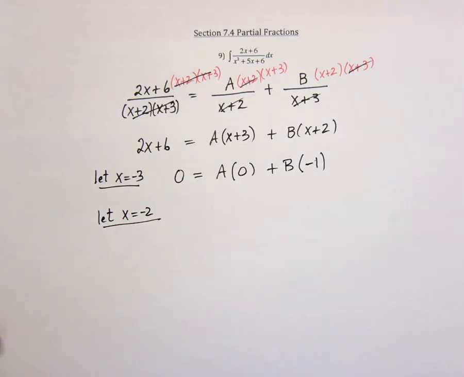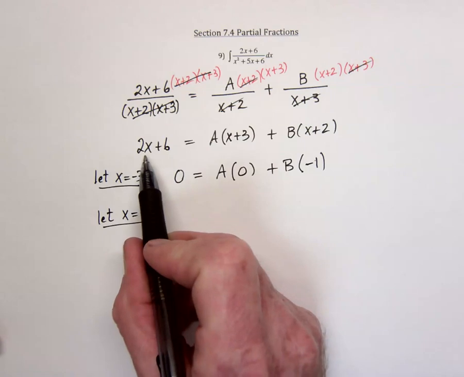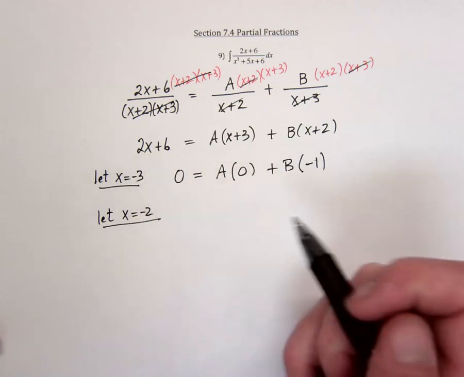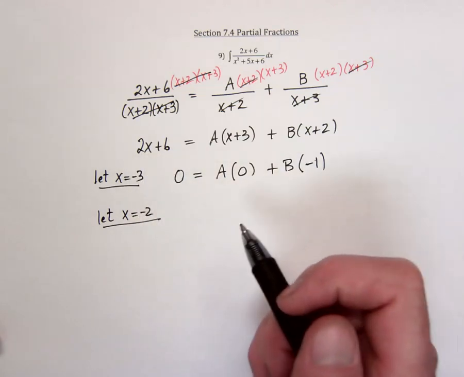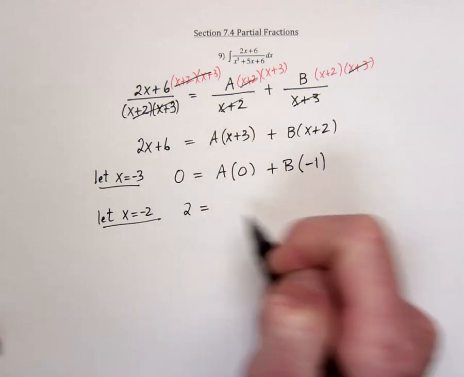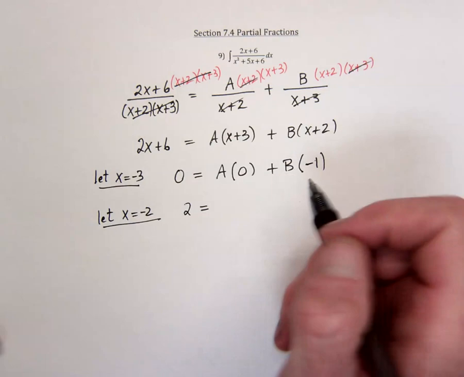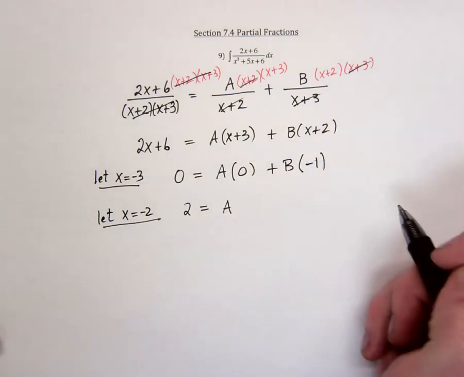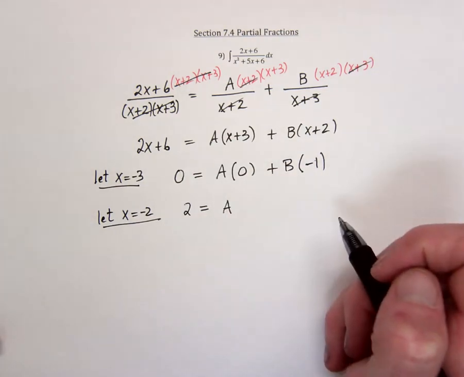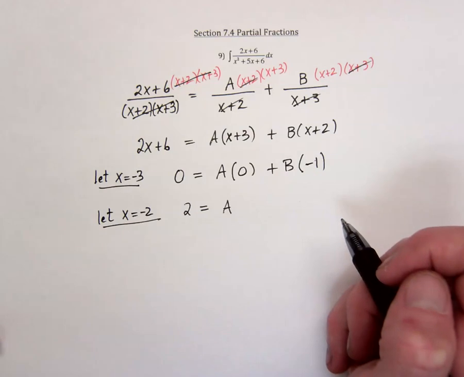Okay, then plug in another number so we could find out what a is supposed to equal. If I use negative 2, this is going to be negative 4 and 6, so that is 2. Use negative 2 in here, and negative 2 and positive 3 is 1, so a times 1. So it turns out that a is 2.